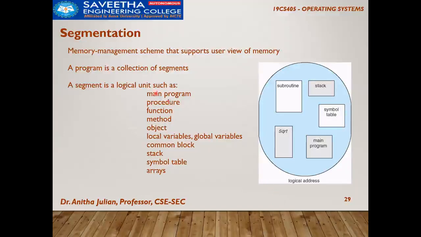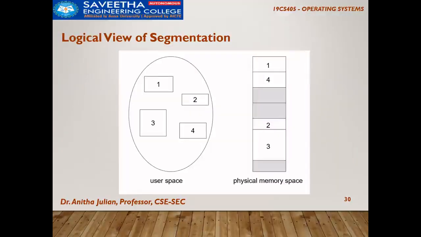A process is a collection of segments. A program and a process mean the same. So it's a collection of various segments. This is the logical view. The user space is 1, 2, 3, 4. Like in the previous slide, we saw the various components. Each of them is a segment, and now you are allocating the segments to the main memory, the physical memory. So this segment goes here, the second comes here, depending on the size of the memory block.